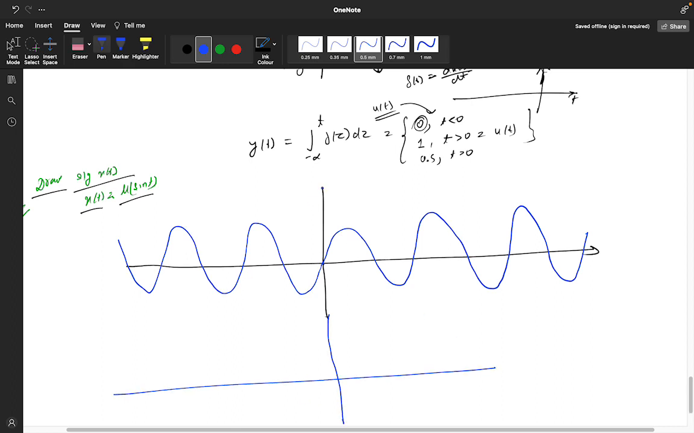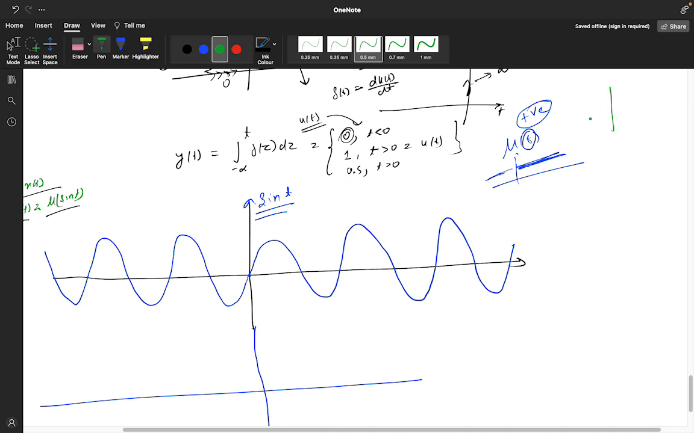Yes, sir. And this is your sine t function. What is the meaning? Means when you will get, see, what is u of t? U of t is nothing but this. Whenever the t value is positive, you are getting the step function. When it is negative, the value is 0, right?